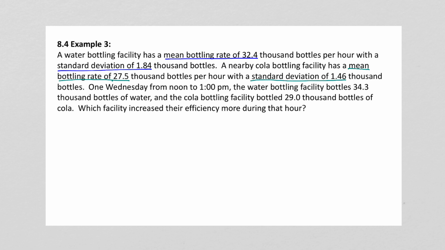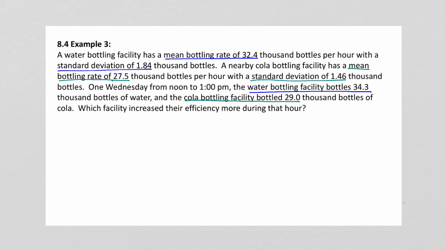On Wednesday afternoon, from noon to 1 p.m., the water bottling facility bottled 34.3 thousand bottles of water, and the cola bottling facility bottled 29,000 bottles of cola. Which facility increased their efficiency more during that hour? With different means and different standard deviations, it's impossible to just look at this and determine which one was more efficient during that hour.